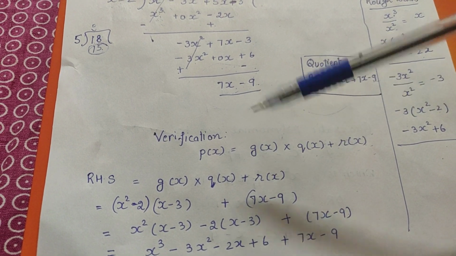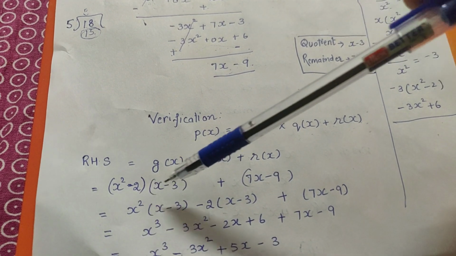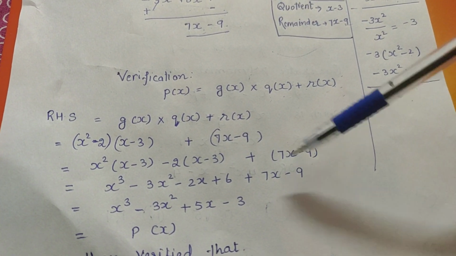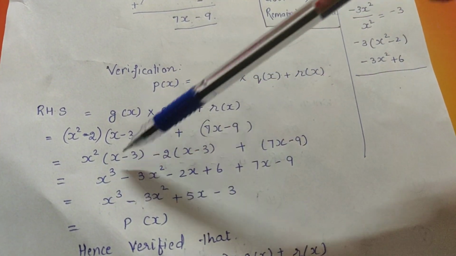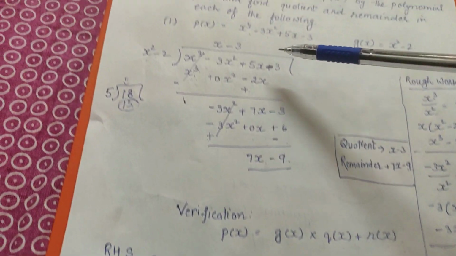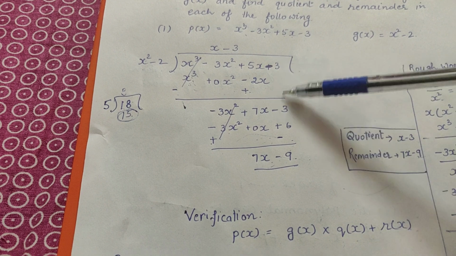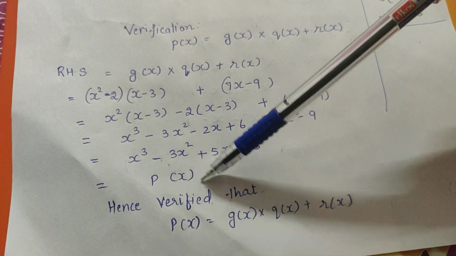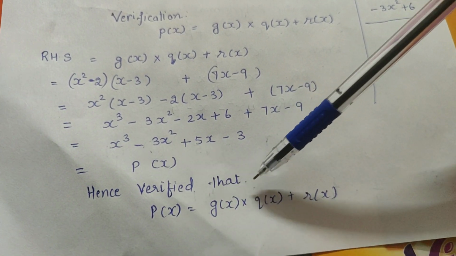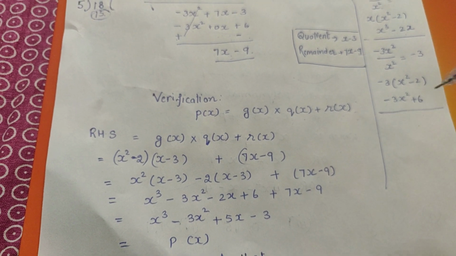So as you know, according to the BODMAS rule also, first of all we need to multiply them. So first we multiplied these two, and then plus 7x minus 9. When we have solved the whole thing, we have got x cube minus 3x square plus 5x minus 3, and this is your dividend. This was your p(x) also. Okay? So then this is equal to p(x). So hence we have verified that p(x) is equal to g(x) into q(x) plus r(x). I hope it is clear to you, children.